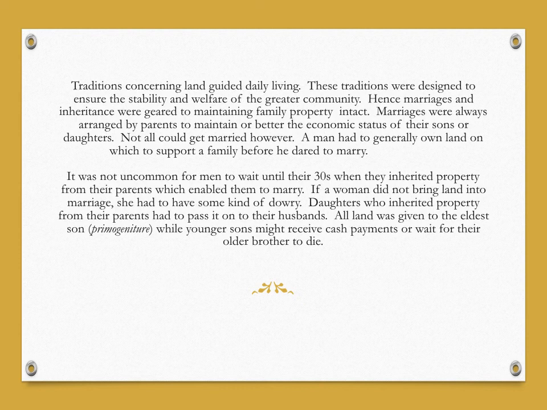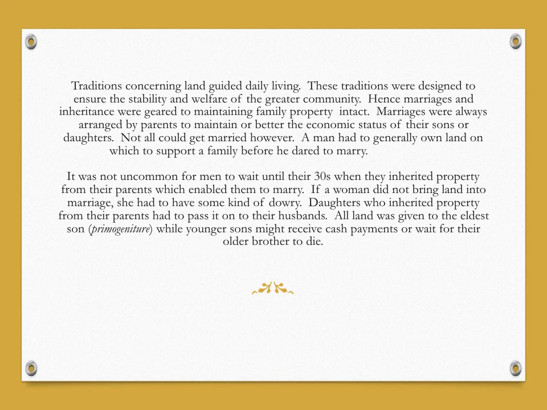Not everybody could get married, however. A man had to generally own land on which to support a family before he dared to marry. It was not uncommon for men to wait until their 30s when they inherited property from their parents, which enabled them to marry. If a woman did not bring land into the marriage, she had to have some kind of dowry. Dowry is money to provide to the marriage.